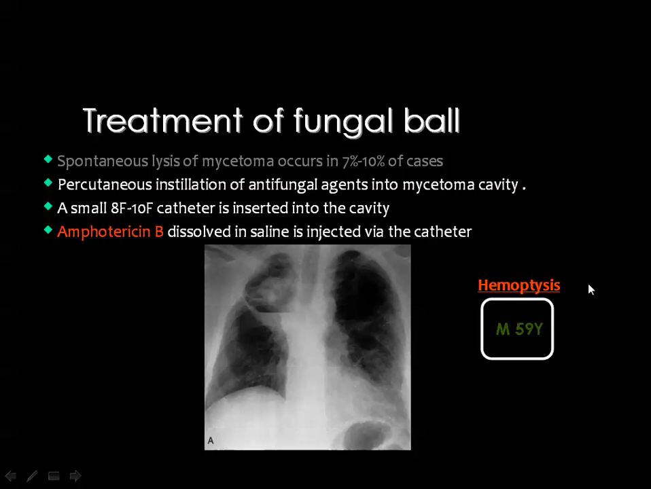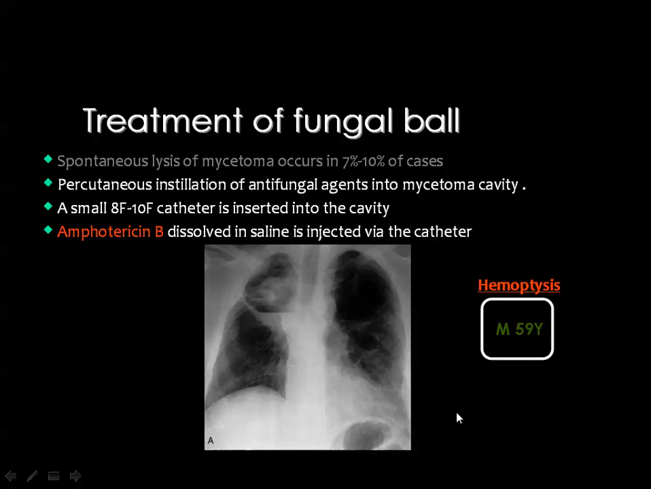Then you know that chronic lung cavities may develop a fungal ball, and the fungal ball, as you know, is known as mycetoma or aspergilloma, and this is a major cause of hemoptysis, and hemoptysis may be massive and may result in death of the patient. Then in order to prevent this complication, we want to kill this fungus inside the cavity.